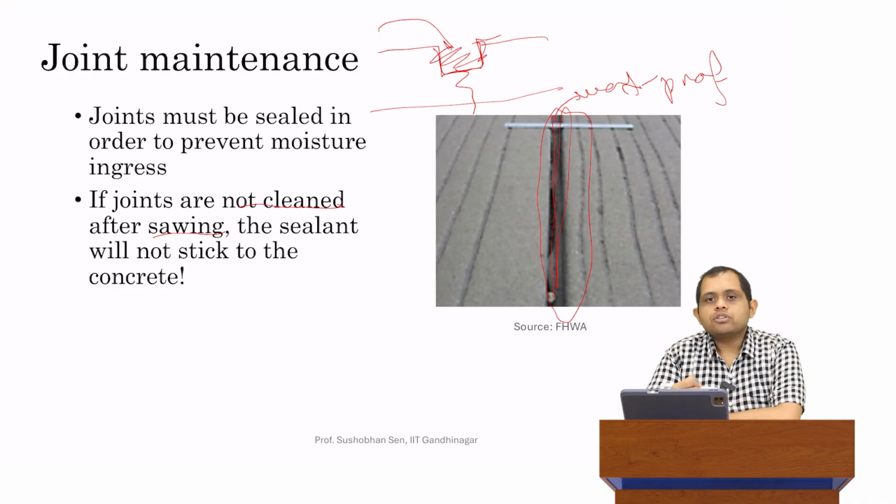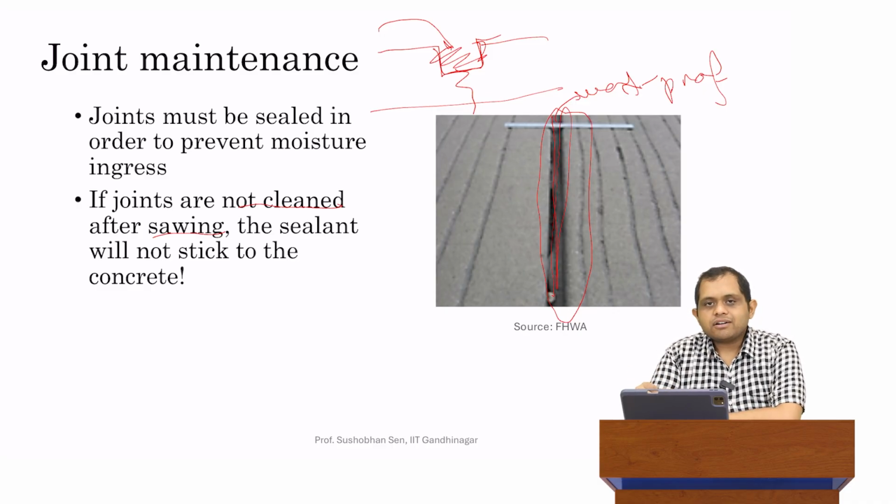Because when we saw through the joint, we create a lot of dust. Any of you who've taken your basic classes in machining and you've done any sawing, you know it creates a lot of dust. So after you saw, a lot of dust is generated. If that dust is not cleaned before the sealant is applied, then actually you're getting adhesion between the sealant and the dust, not the concrete. And the dust, of course, is not attached to the concrete, so it can come off and the sealant will come off with it.